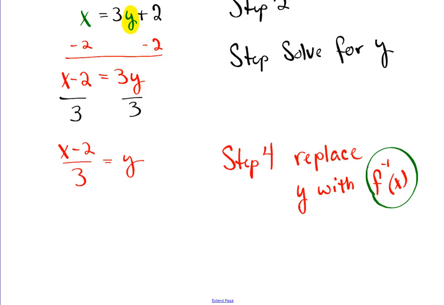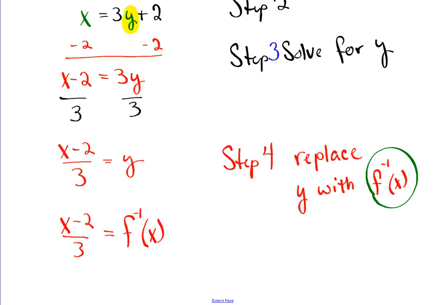So now I'm going to rewrite this with the new notation. And I found the inverse. That's all there is to it. 4 steps. Step 3 might be the most difficult because you have to solve for y, and that means you have to stop and think and move some things around, combine like terms if there are like terms. If there are no like terms, don't combine them. Okay, step 4, you just have to replace.